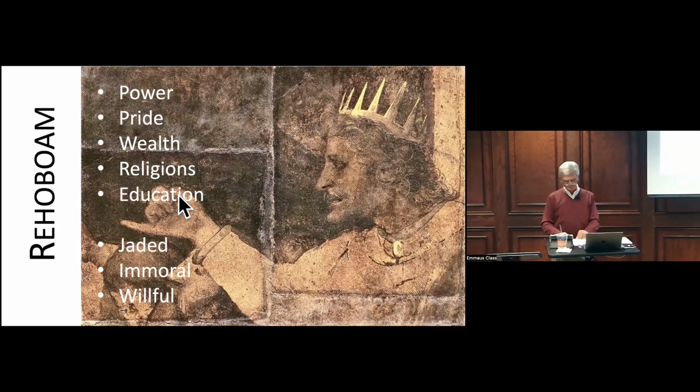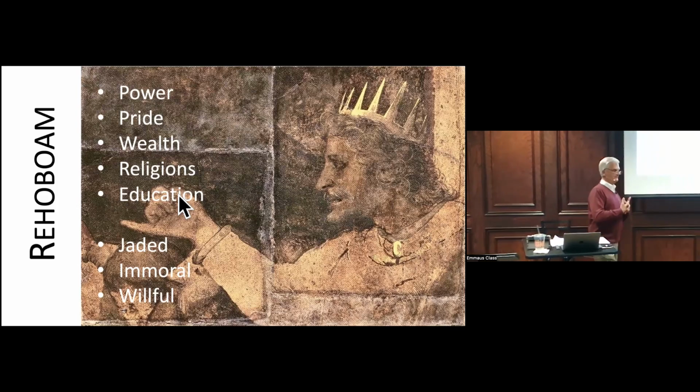Rehoboam went to Shechem, for all the Israelites had gone there to make him king. When Jeroboam, son of Nebat, heard this, he was still in Egypt, where he had fled from the king Solomon. He returned from Egypt. Oh, now that's interesting.